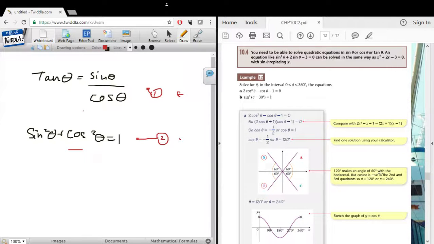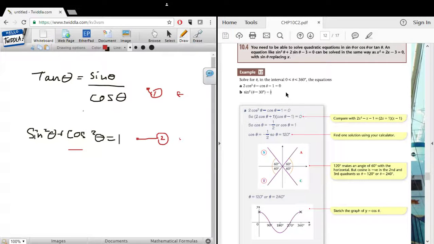10.4, you need to be able to solve a quadratic equation in sine theta or cos theta or tan theta. An equation like sine squared theta plus 2 sine theta minus 3 can be solved in the same way as x squared plus 2x minus 3 equals 0, with sine theta replacing x. So essentially this is a quadratic equation, solving it, just with replacement of the terms. As it's mentioned, the x can be replaced with sine or any other trigonometric function here.